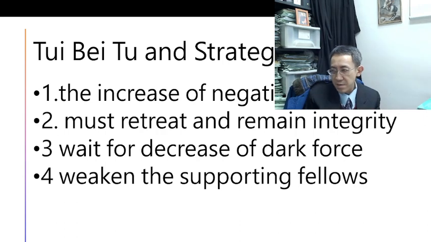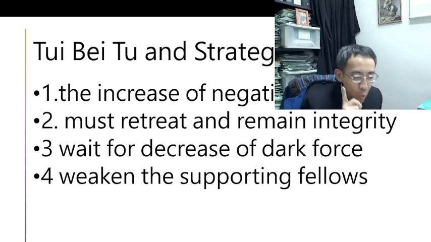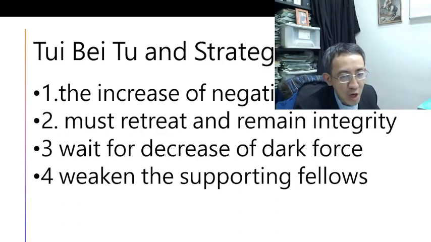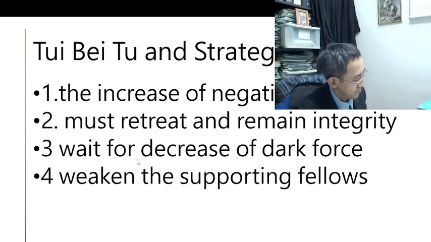Second one, remain integrity. Remain integrity means you must not get involved in the negative powers. You must remain independent, remain in opposition, maintain your ideology or your thoughts, and not be corrupted by the negative forces. Because under the dialectics of the I Ching, you must wait. The dark forces will decrease gradually in the end. So you must wait. Now, there is also another tactic which can be shown in the diagram on the picture.